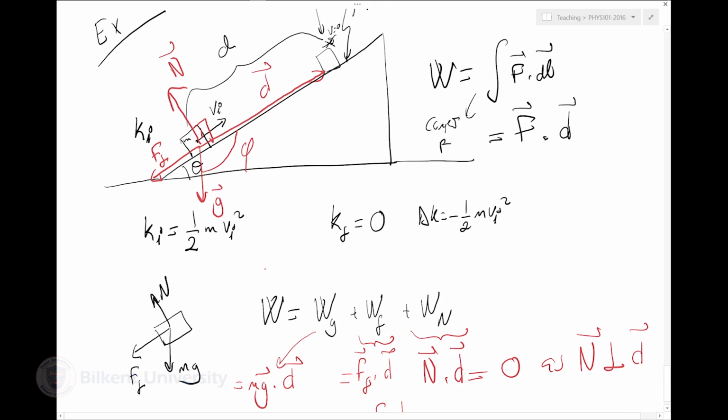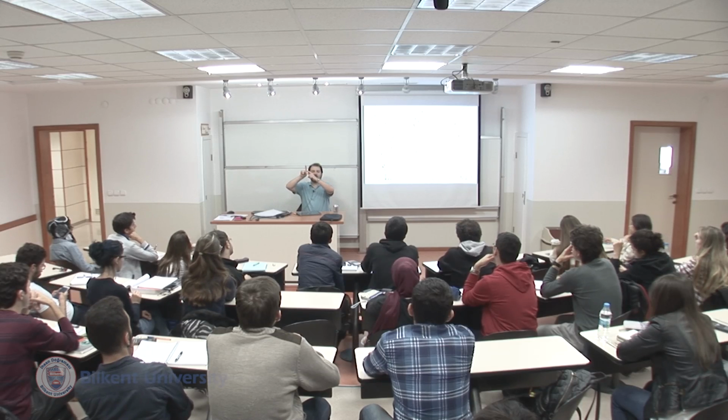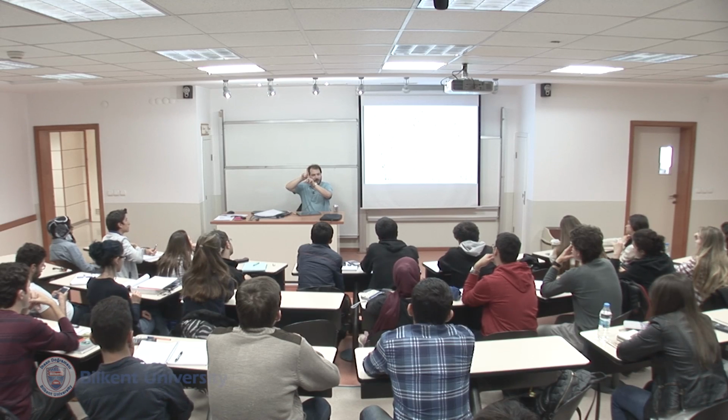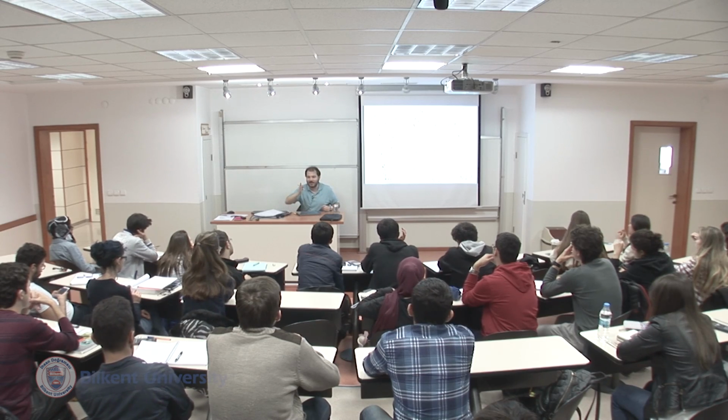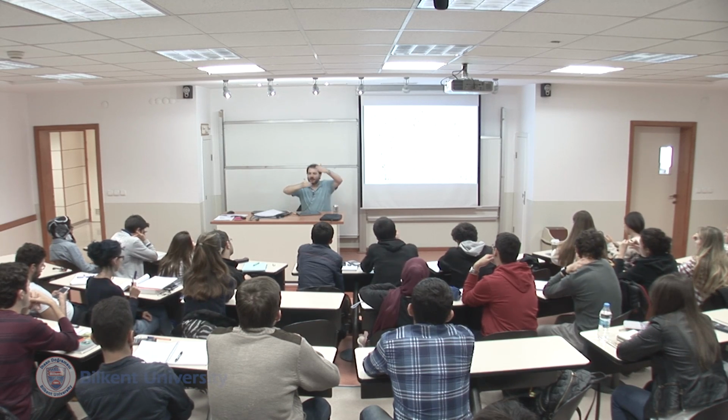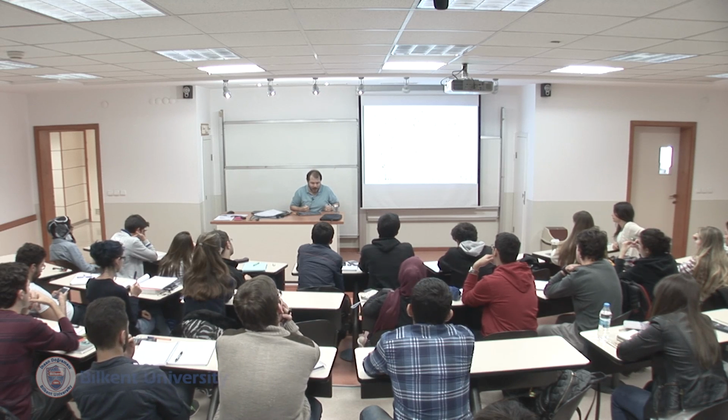There is an easier way to think about this calculation. Against the friction force, how much net distance did I travel? d. Against the gravitational force, how much net distance did I travel? This is going to be d sine theta. So for mg, I have actually traveled a net distance of d sine theta opposite to the direction of gravity. Okay?